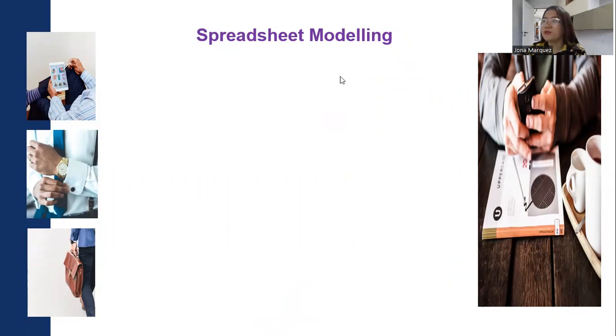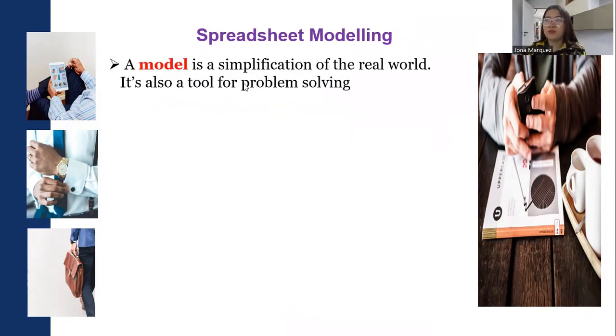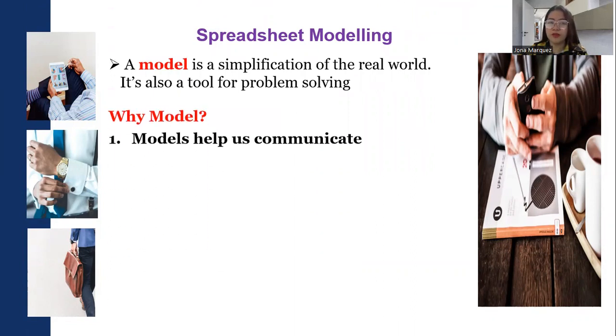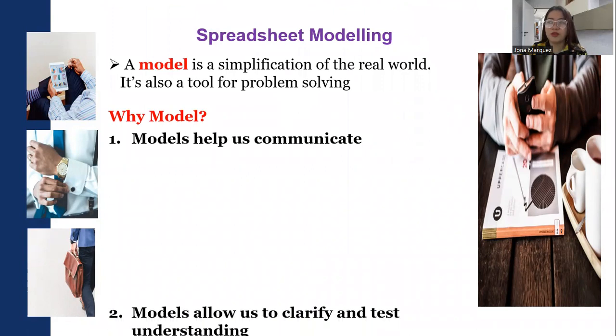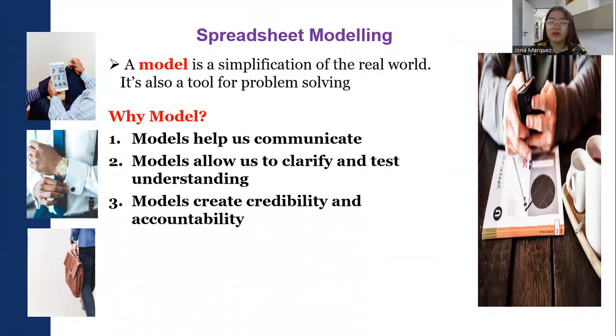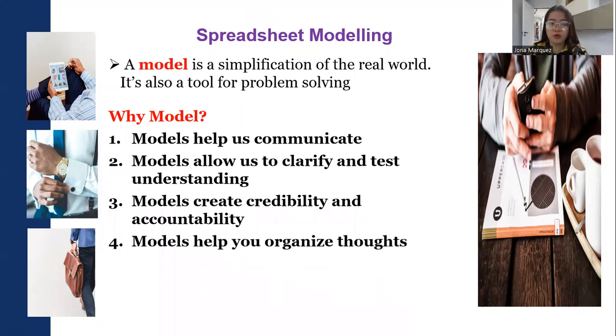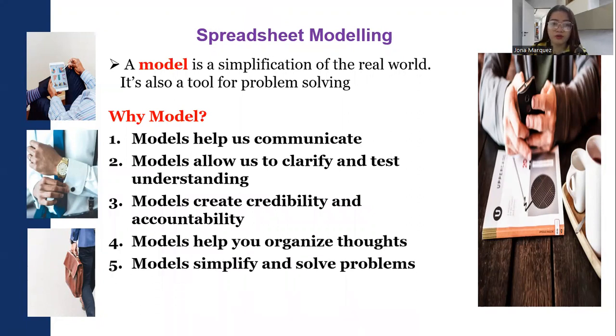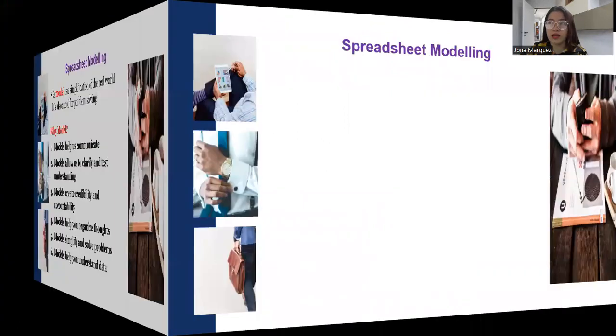Okay, so spreadsheet modeling. When we say model, it is a simplification of the real world, no? It is also a tool for problem solving. So why model? First, models help us communicate. Second, models allow us to clarify and understand. Third, models create creativity and accountability. Fourth, models help you organize thoughts. Fifth, models simplify and solve problems. Last, models help you understand data.